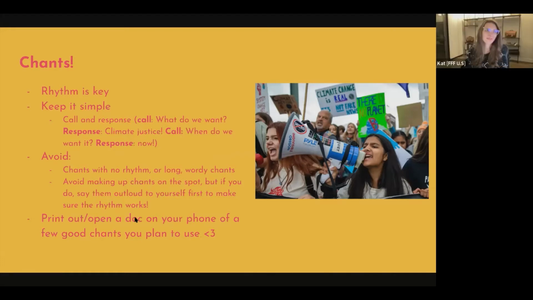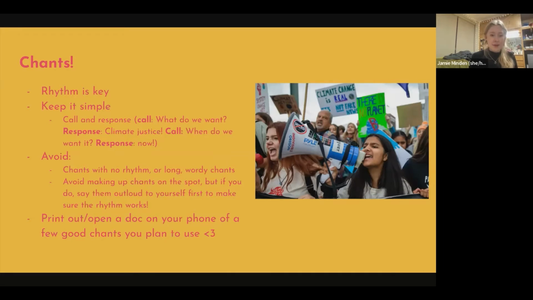So yeah, call and response, super easy, super simple. But avoid chants that have no rhythm or long wordy things. And if you're gonna make one up on the spot, that's cool. Just make sure that you say it out loud to yourself first to make sure the rhythm works, because there's nothing worse than a chant that doesn't work rhythmically.